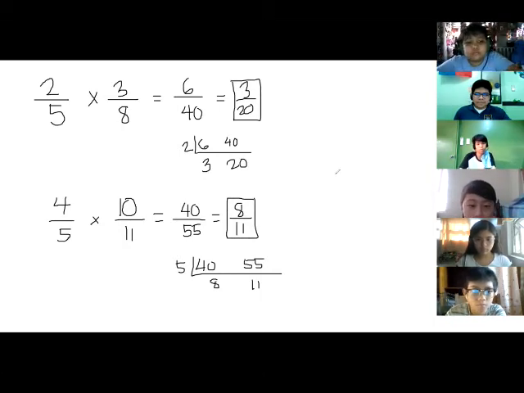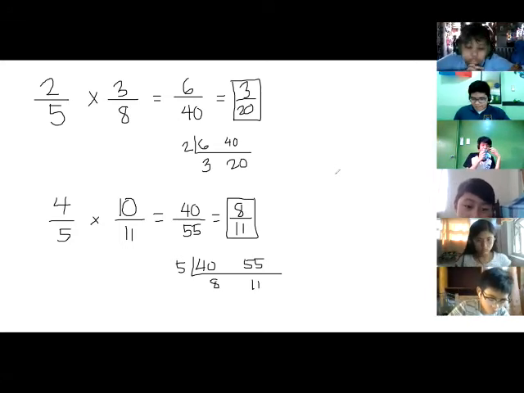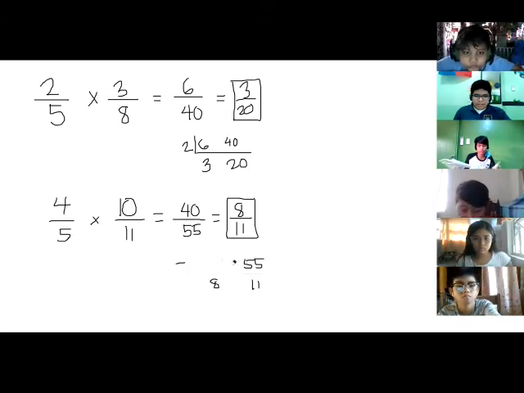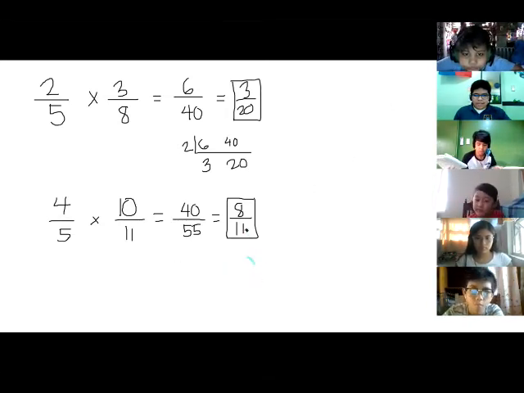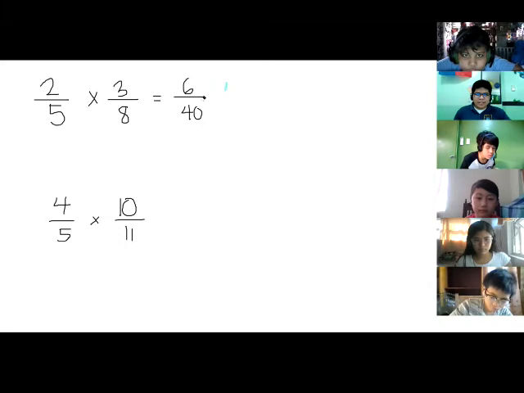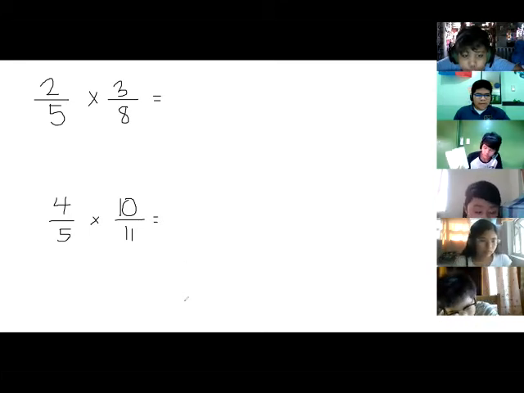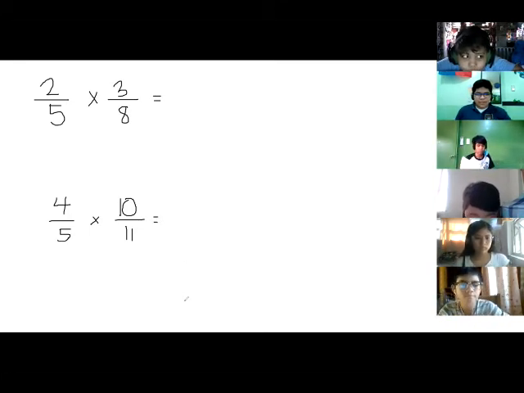But there is another way of doing this, and that is called the cancellation method. Okay, so ituturo ko sa inyo yung cancellation method. So, erase natin itong ginawa natin kanina. Dito, nag-multiply lang tayo agad-agad. We just multiplied instantly. But did you know, you can do this even if you divide first. Maghanap ka muna ng common factors.